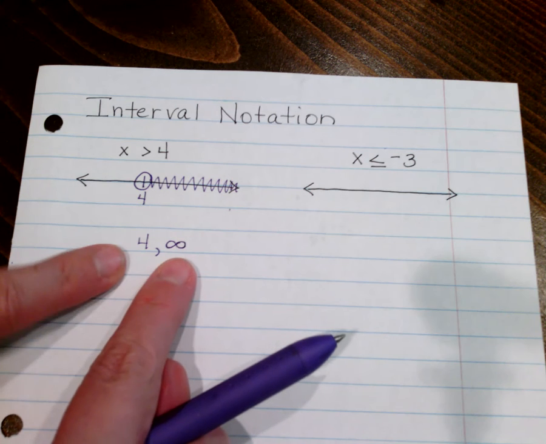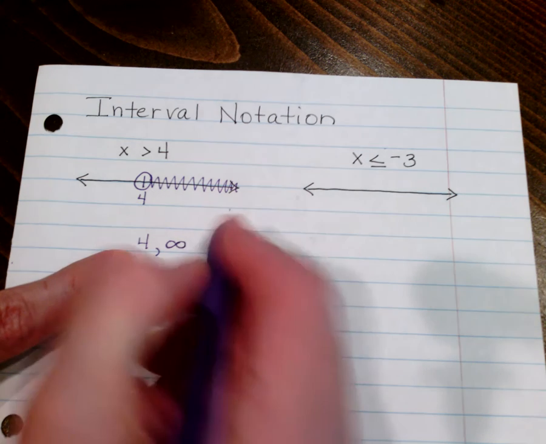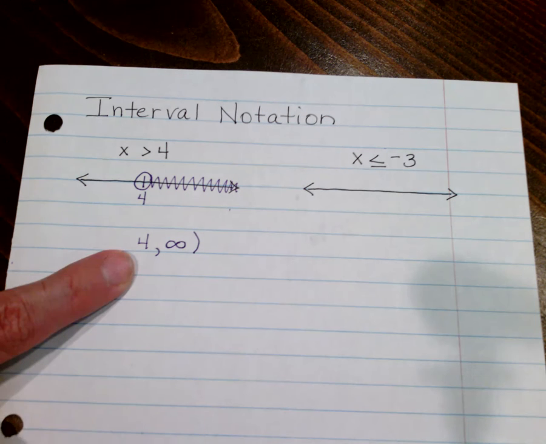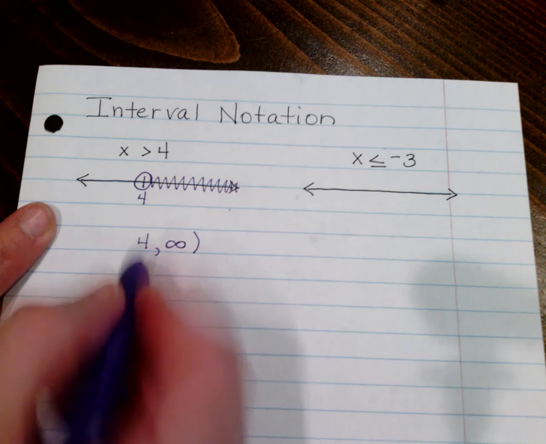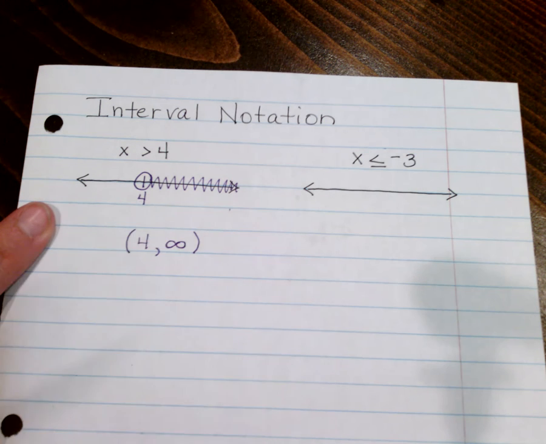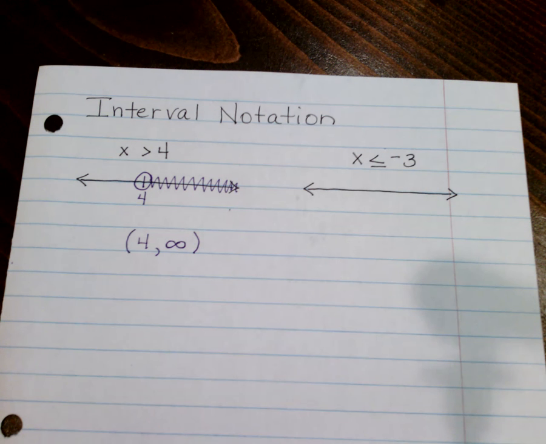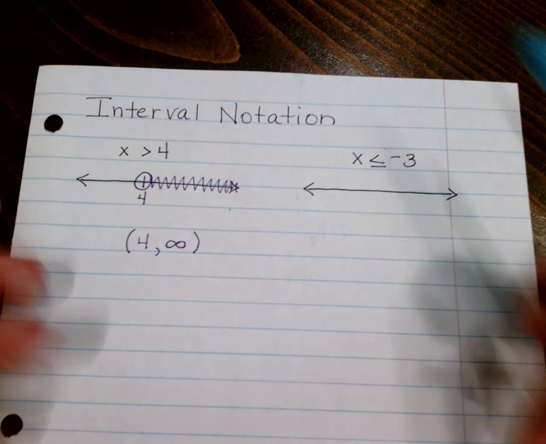Now, the symbol we use for infinity always gets a parentheses. And remember, the 4 was not included, so we put an open circle. Well, that just means we need to use a parentheses at the 4 too to show the 4 is not included in our solution. Now let's do one more.